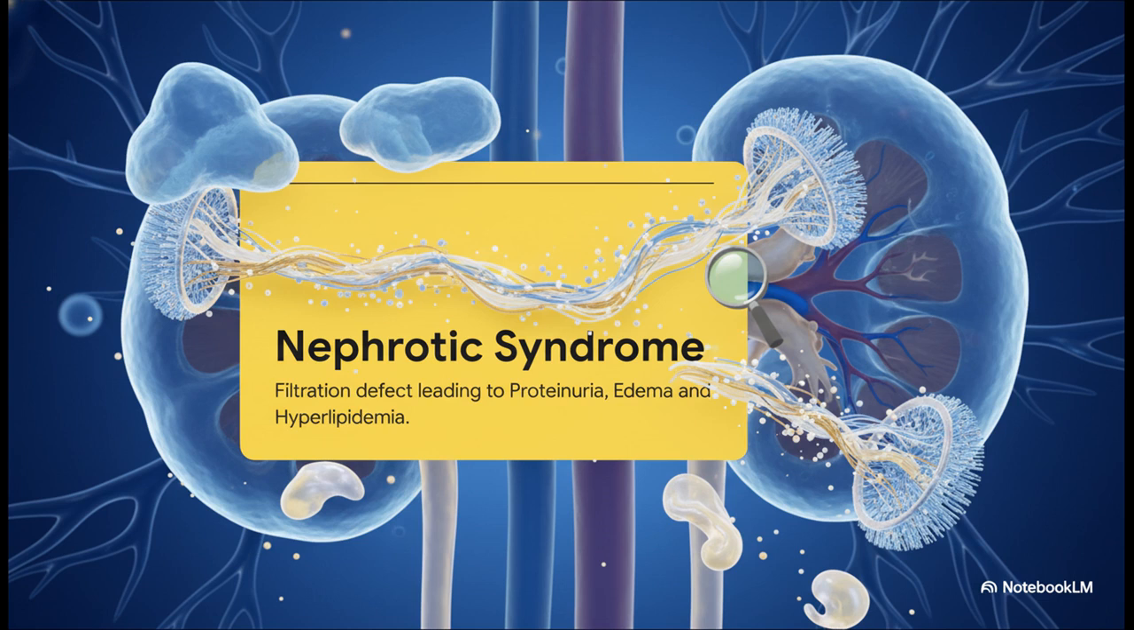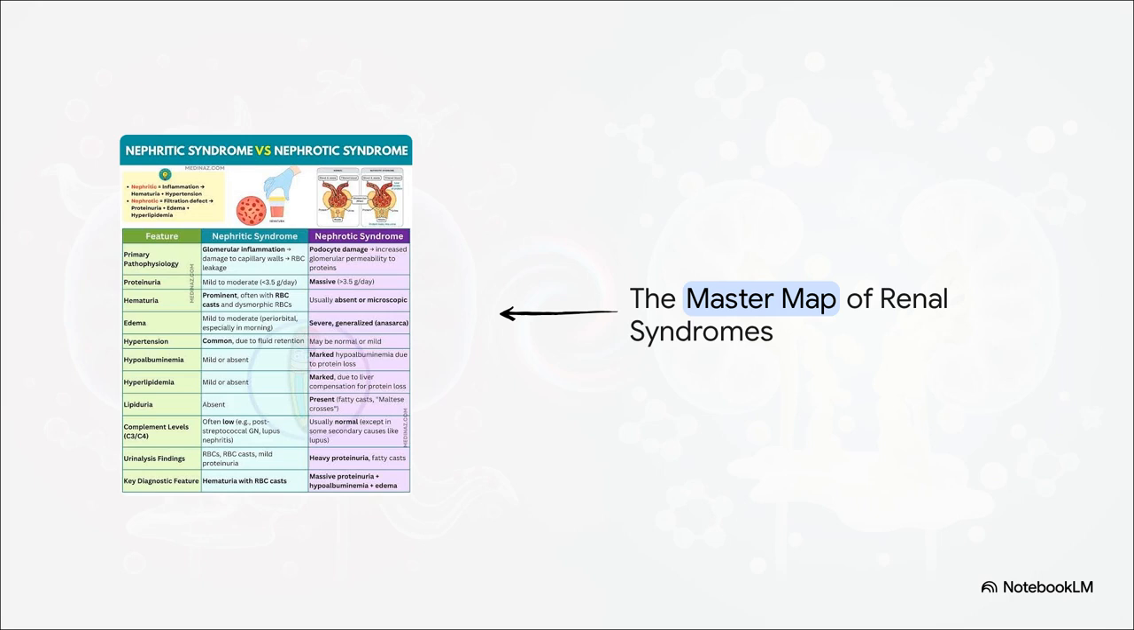It's not angry and inflamed anymore, it's just physically leaky. This structural defect lets massive amounts of protein slip right through, leading to proteinuria, which then sets off this whole cascade causing massive edema and hyperlipidemia. Nephrotic equals filtration defect. To bring it all together, we have this brilliantly detailed master map of renal syndromes.